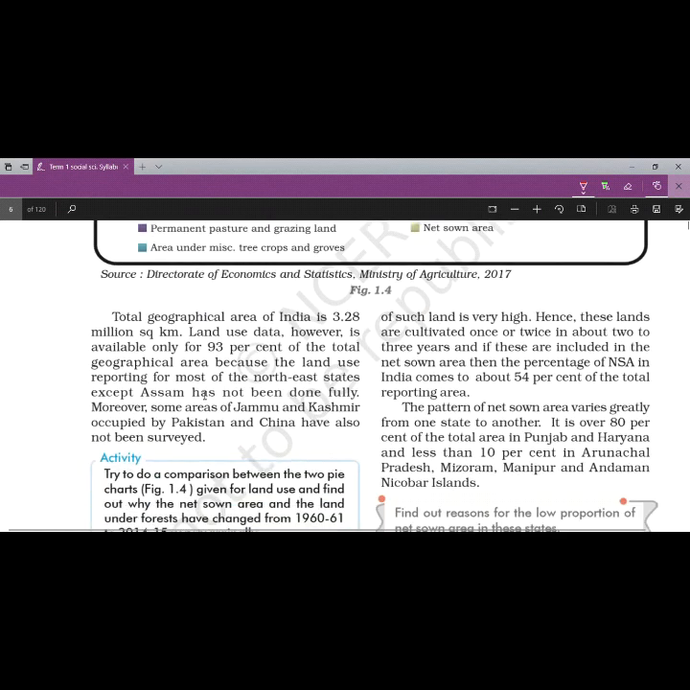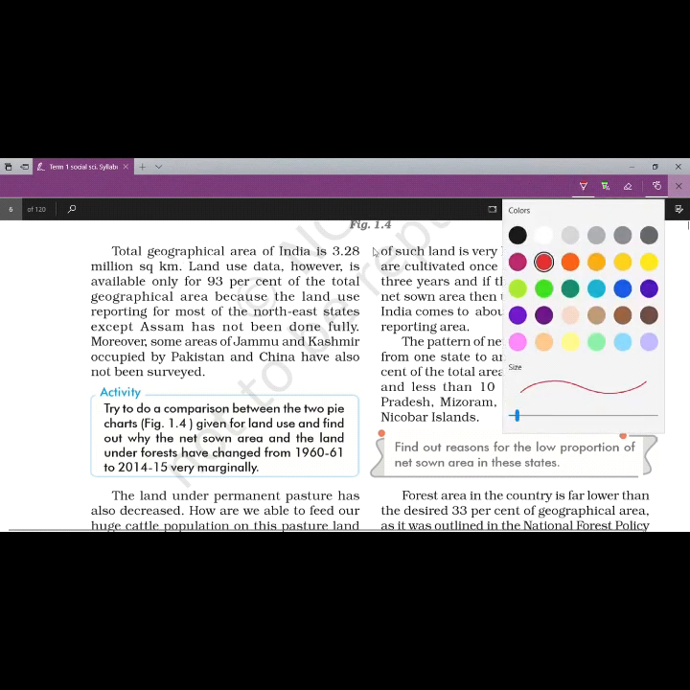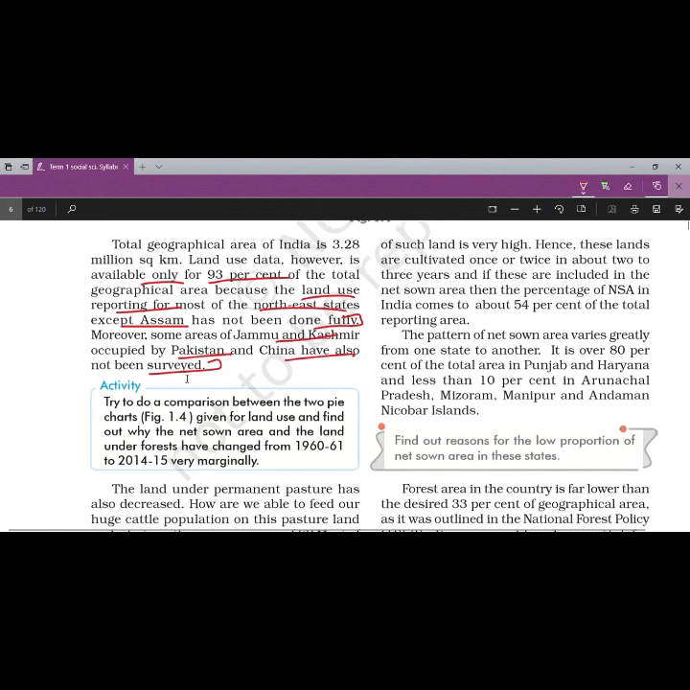Okay, the total geographical area of India is 3.28 million square kilometers. This question you can also get in MCQ form. You can get 4 options, 3.28, 2.28, like this. I don't know what kind of options the examiner will set. Okay, 93% of the total geographical area is available only, because the land use reporting for most of the northeast states except Assam has not been done fully. Moreover, some areas of Jammu and Kashmir occupied by Pakistan and China have also not been surveyed. This kind of question you can also get.